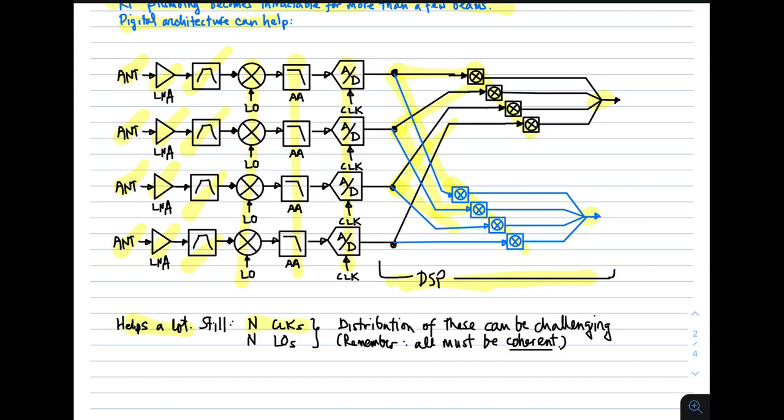Still, you have the problem that you have a number of clocks equal to the number of elements, and a number of LOs that have to be synthesized equal to the number of elements. And the distribution of these can be challenging. And if you choose to avoid the distribution problem by synthesizing each one of those for each element independently, then you have the problem that they have to be coherent. So this is where we land on the receive architecture.